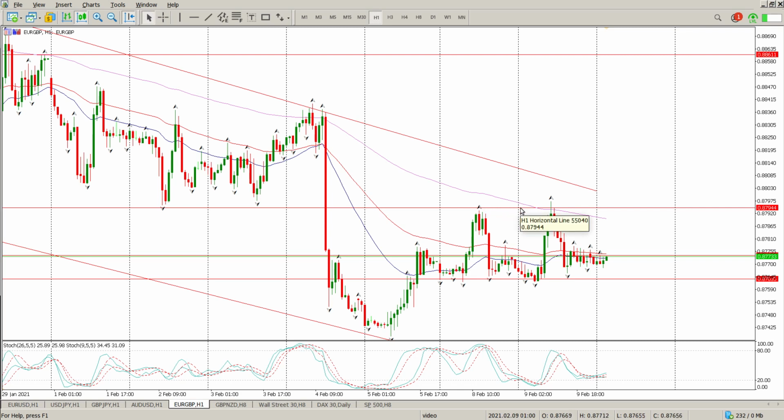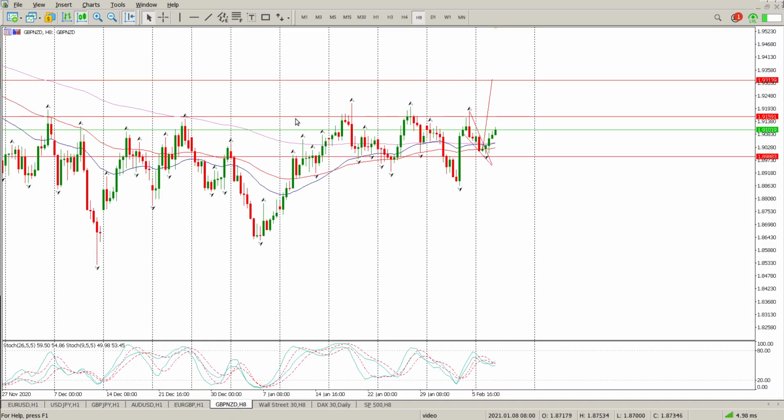That's the upper end of the range, 0.87944. This is the bottom end of the range, 0.87635. So one of those levels is going to have to go before we start looking at that. But when you see price action like that, that's ranging. It's sideways. There's nothing really there.